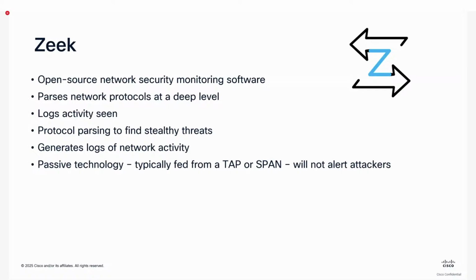It's typically fed with a tap or a span off of the network. We'd feed that into a promiscuous port on the Zeek server, and Zeek is going to be listening on that port, and it's going to be doing a lot of parsing. It's built up of a number of different parsers, and it's going to be parsing those network protocols at a very deep level. It gives you a lot of details, and anything that it sees, it logs that activity.